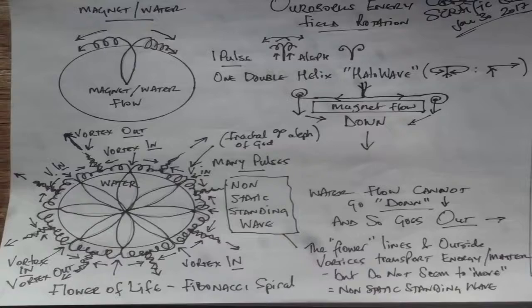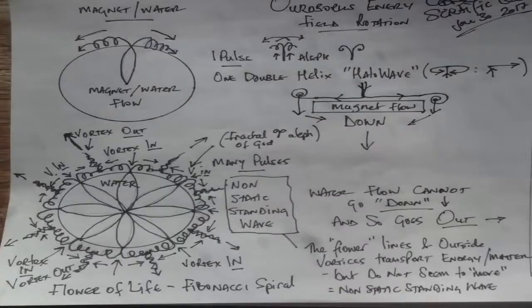So at the top there we've got a magnet flow and water flow. This happens in a magnet and this happens when you pour water, which is what I showed with the Ouroborus energy field the other day, which I'm going to put up again in a minute due to the more complicated explanation, which is underneath.